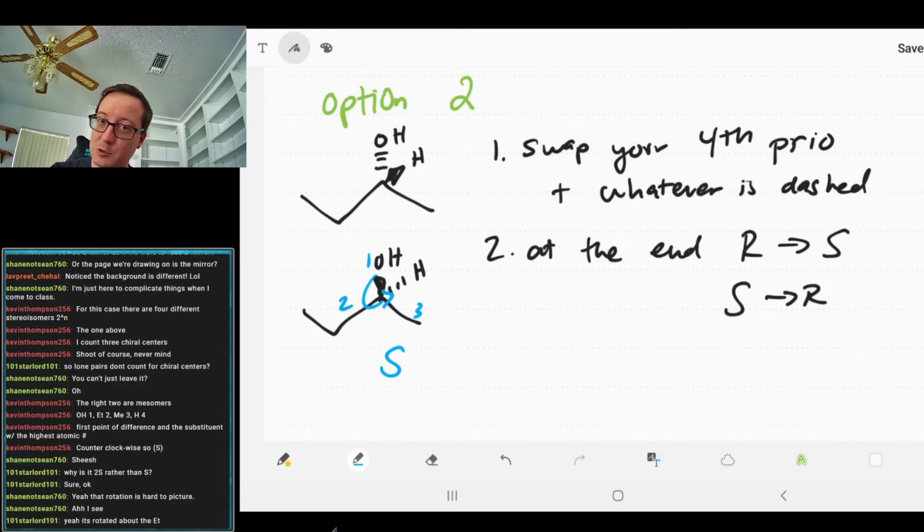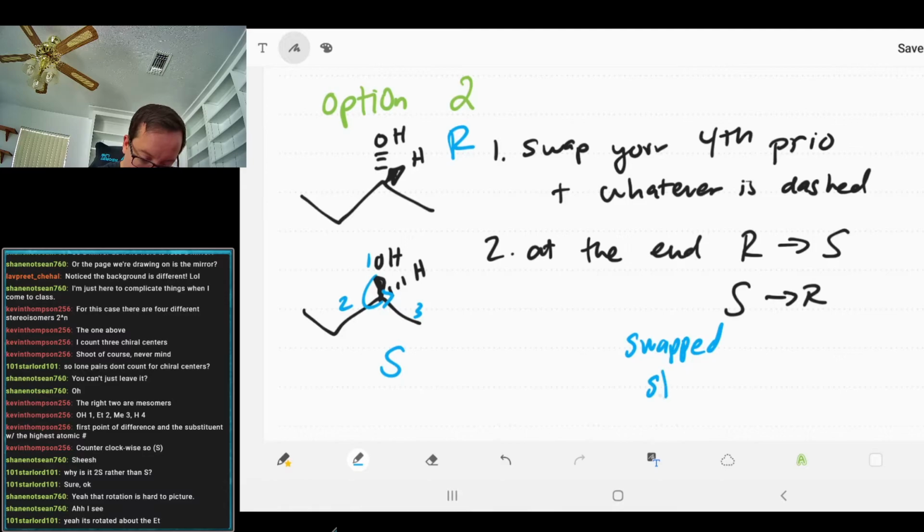It may be harder to understand conceptually, but it is practically easier than rotating the molecule. If you switch two groups, then switch your letter. That's all it is. As a result, the original molecule must be the opposite. So if the redrawn molecule is S, our original molecule must be R. Whatever your swapped structure gives you, your original will be the opposite one.